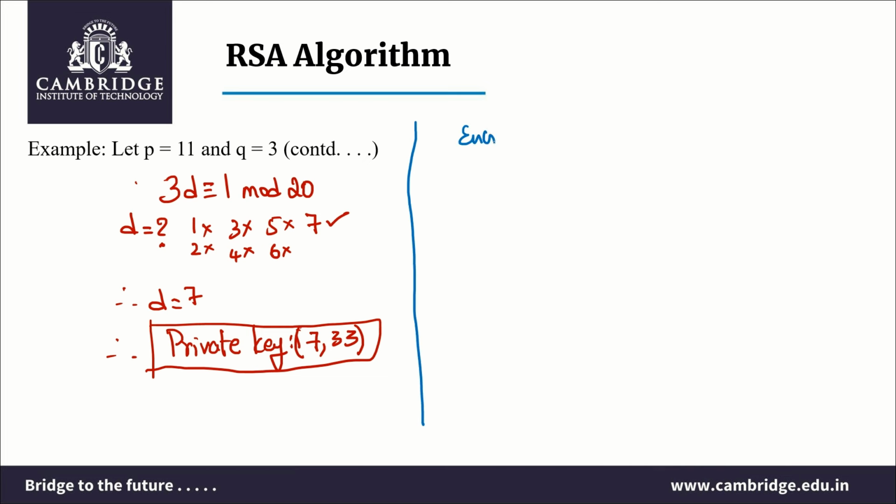So encryption. Ciphertext is nothing but message power e, mod n. In this case, the message we have considered is 9, e obtained is 3, and then we have mod 33. So 9 power 3 mod 33. Why is it 9 power 3? Because the message value is 9.